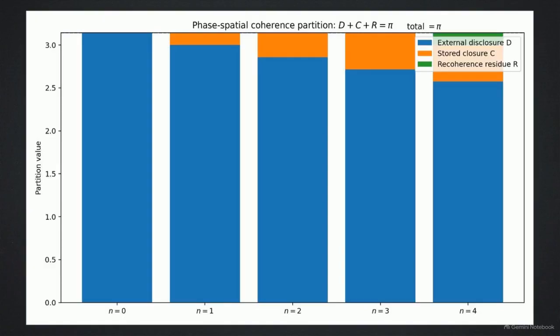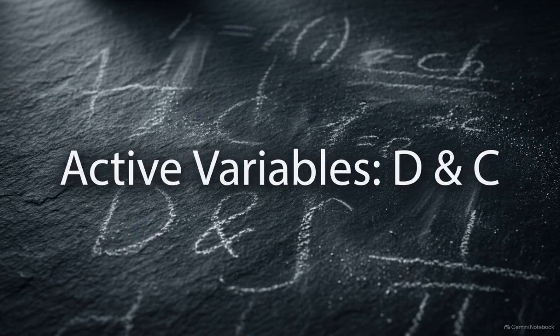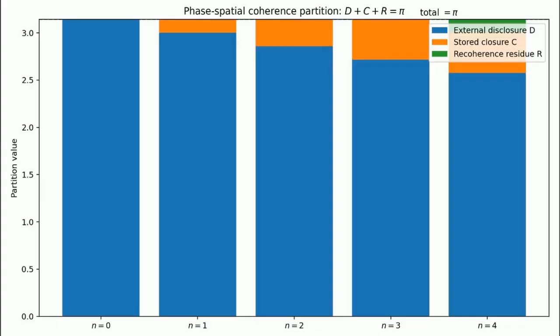This chart visualizes the strict coherence invariant equation that governs the entire model. D plus C plus R equals pi. The total phase spatial coherence budget remains constant across every compression. During the first 3 ordinary closures, only 2 variables are active. D represents external space, the visible disclosure. C represents the stored closure residue, the geometry locked inside the gauge fibers.